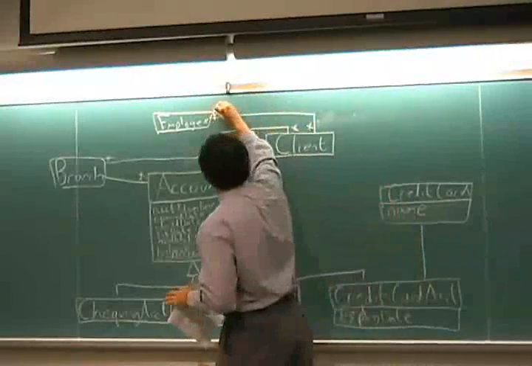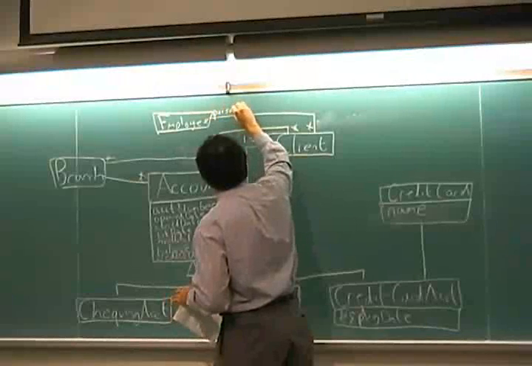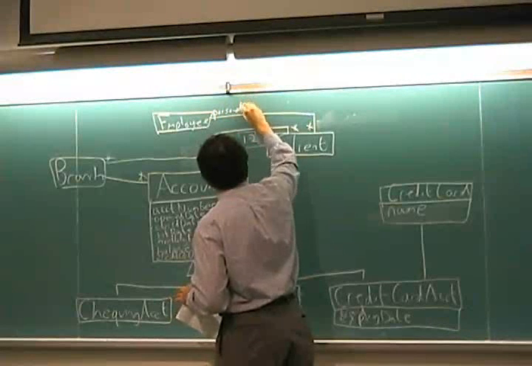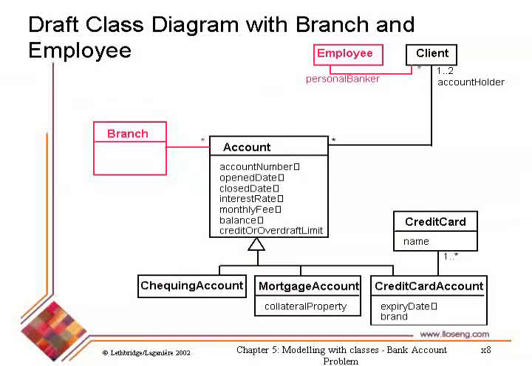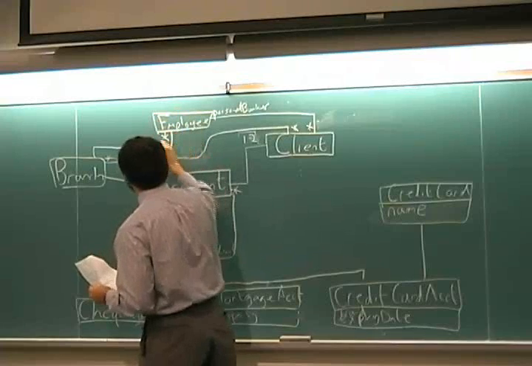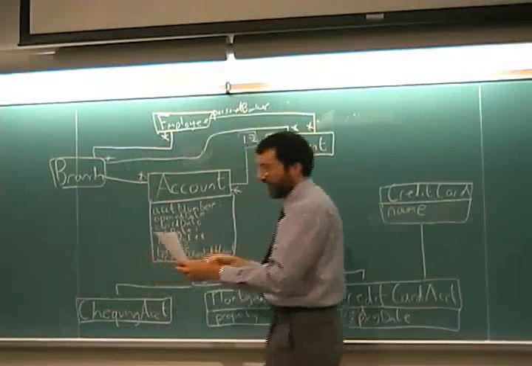Personal banker is here on the employee end. So a client has an employee as a personal banker, and a personal banker can be the personal banker of several clients. All right, so that's a reasonable thing to do. And while we're on the topic of employees, what is the other information that we know? A branch has employees. Fine. A branch has many employees, and an employee works at one branch is probably a reasonable thing.